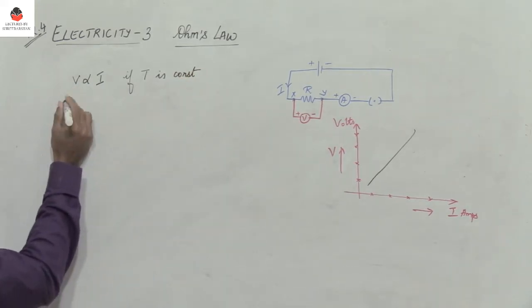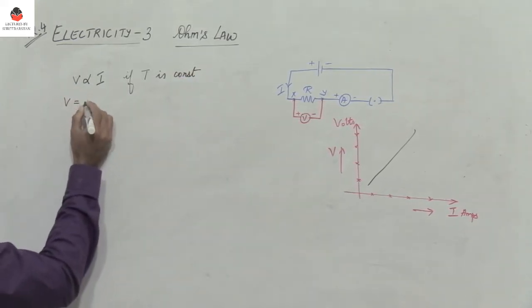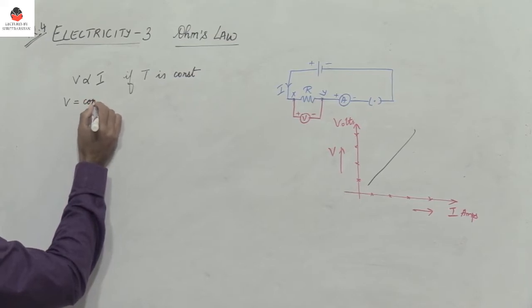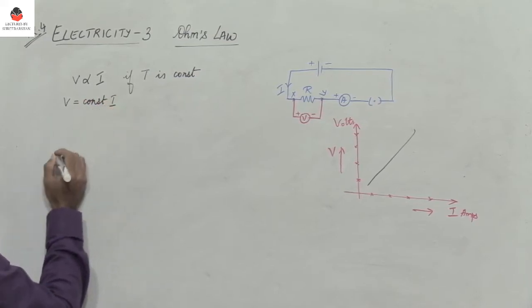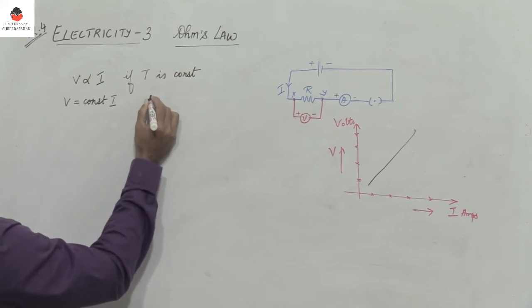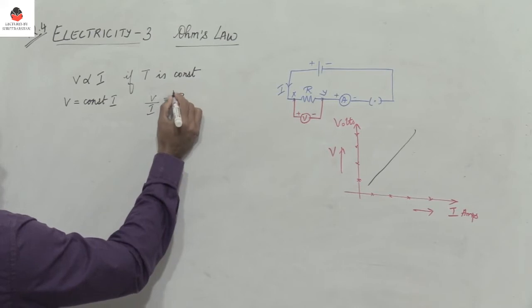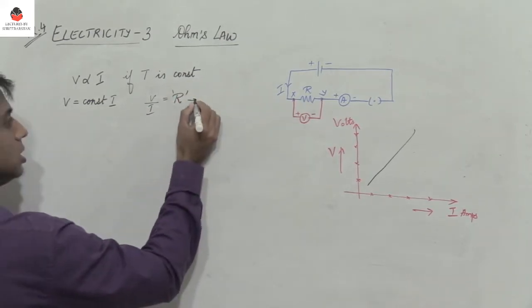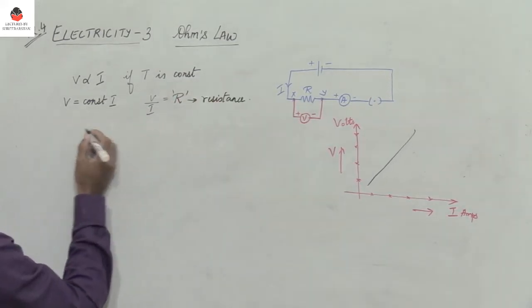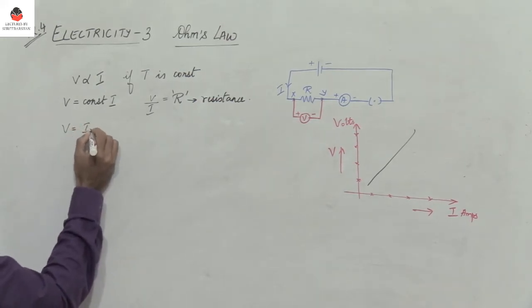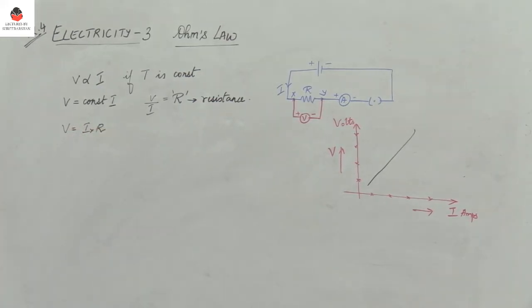So if I remove this proportionality, V equals some constant into I. So if I bring I to the denominator, this constant is referred to as R, which happens to be the resistance, or V equals I into R, right? So what is R? R is a constant, resistance is a constant for a given metallic wire and for a given temperature, right?